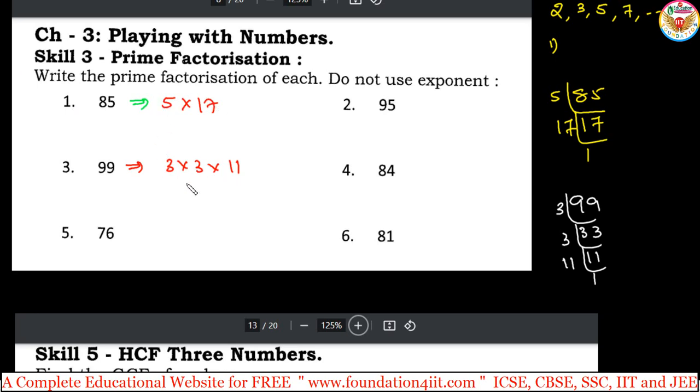Only prime factorization. The meaning of this is the prime concept, right? You can do it the same way. For example, let's take 84. 2 is a prime number: 42. Again 2: 21. 21 is in the 3 table. 3 times 7. 7 times 1 is 7. So like this you can write and stop. 2 into 2 into 3 into 7 is the prime factorization for 84.